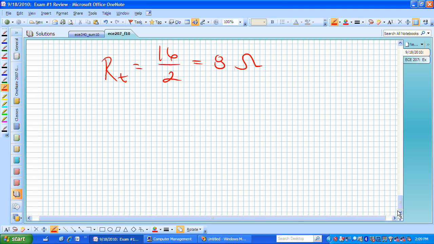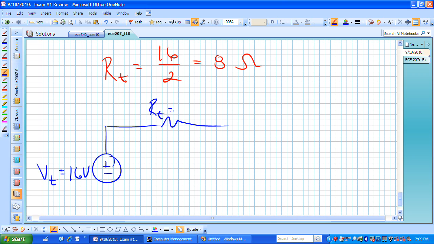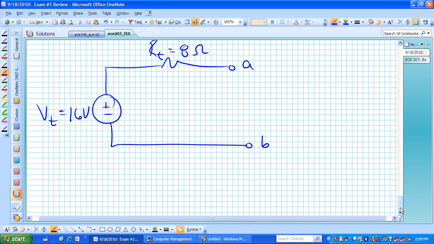Now we're done. We can now say that our Thevenin equivalent is a Thevenin source voltage of 16 volts and a Thevenin resistance R sub T of 8 ohms. And that's now the answer that we were looking for in terms of finding the Thevenin equivalent circuit for that original circuit.